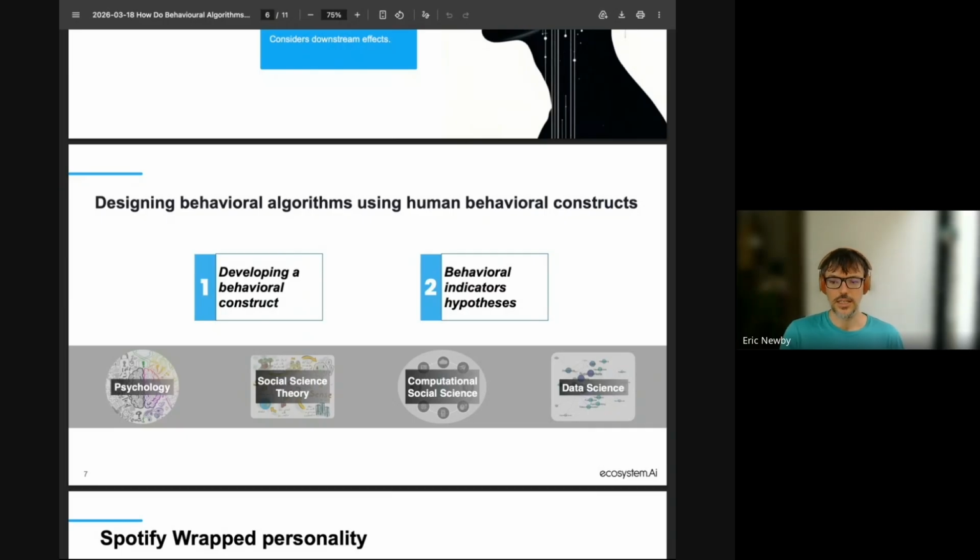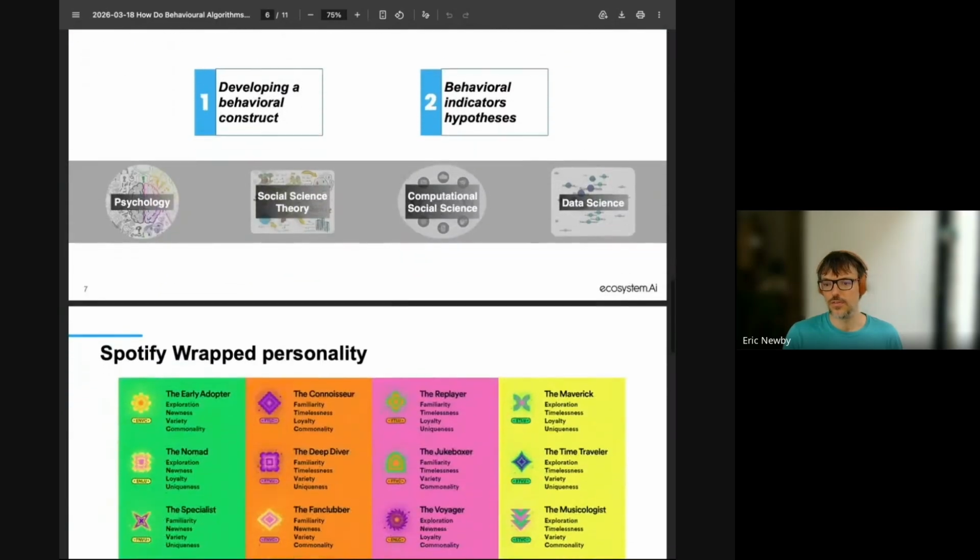So there's a cycle that goes on, and that's obviously quite a multidisciplinary process. Psychology, social science, computational social science, data science. You have to bring all of it together in order to complete those two steps. It's quite simple, it's only a two-step process, but it's quite a multidisciplinary effort to build these out, and that's all quite abstract. So I often like to give a concrete example.